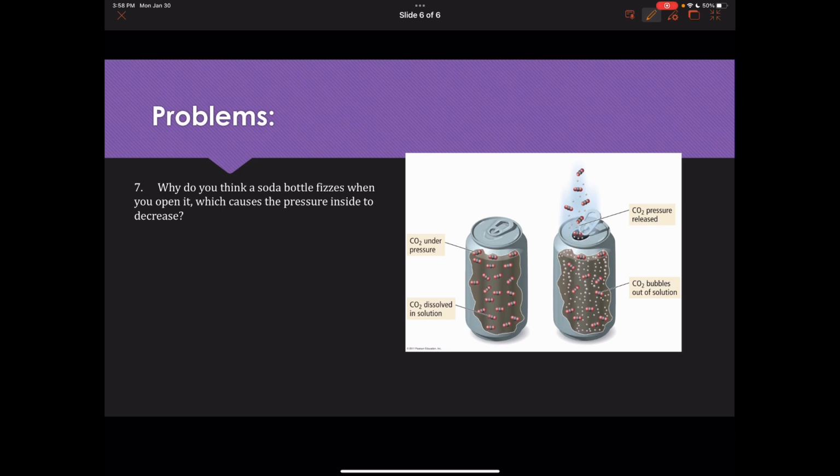If we're decreasing the pressure above the solution, remember that we said our solubility is going to decrease. If we had high pressure, it's hard for my particles to push against that pressure. They don't have anywhere to go. They stay pushed into that solution. If we decrease the pressure, they can now escape more easily.